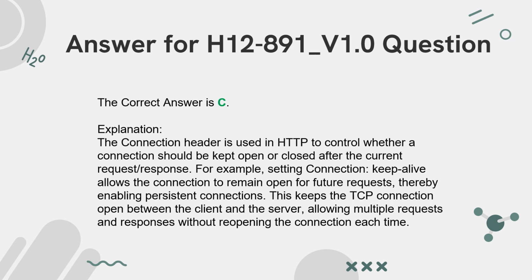The Connection header is used in HTTP to control whether a connection should be kept open or closed after the current request-response. For example, setting Connection: keep-alive allows the connection to remain open for future requests, thereby enabling persistent connections. This keeps the TCP connection open between the client and the server, allowing multiple requests and responses without reopening the connection each time.